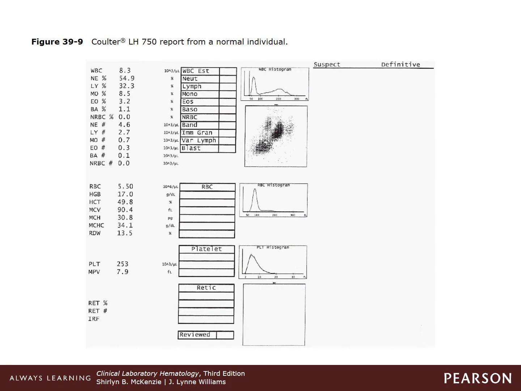Now the platelet count is also obtained from this chamber, and any particle or cell between 2 and 20 femtoliters is counted as a platelet, and a platelet histogram is obtained, as well as a mean platelet volume.